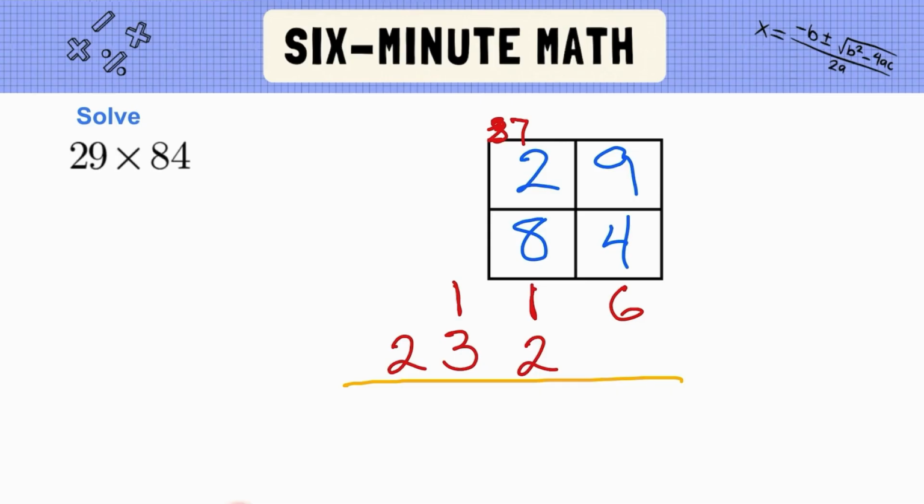0 plus 6 is 6. 2 plus 1 is 3. 3 plus 1 is 4. And we have our 2 by itself, giving us a final answer of 2,436.